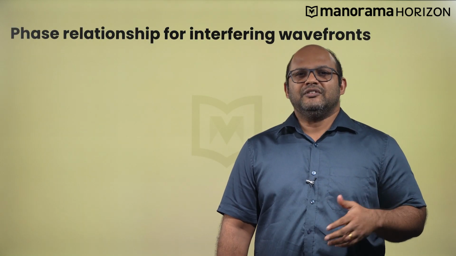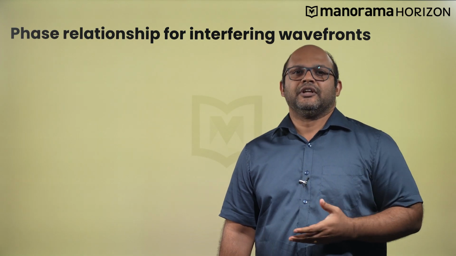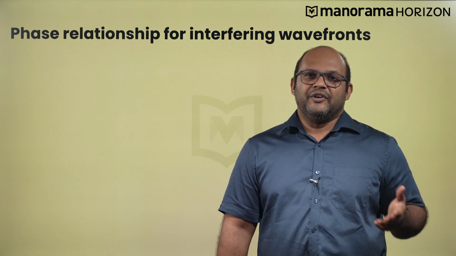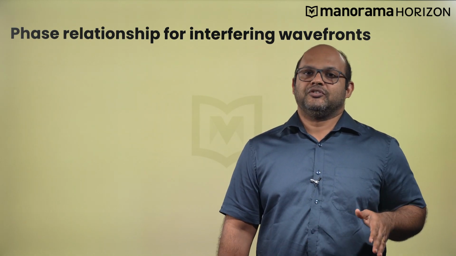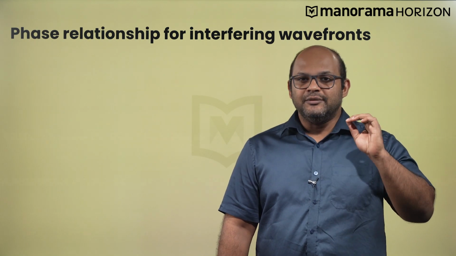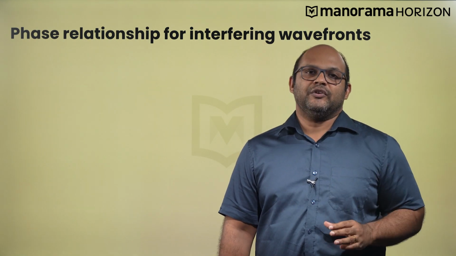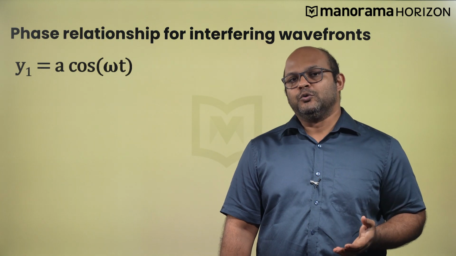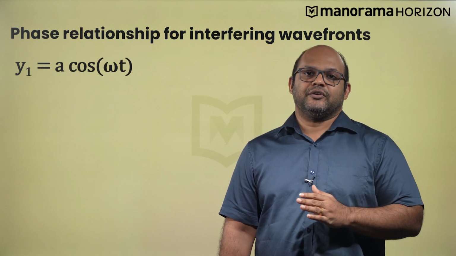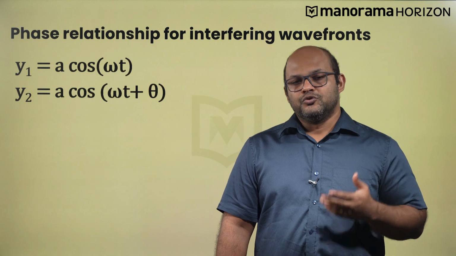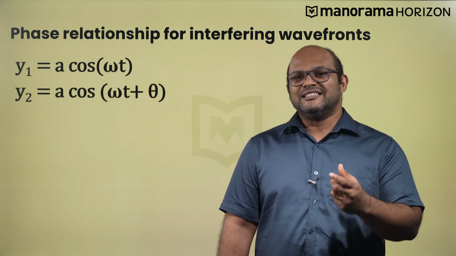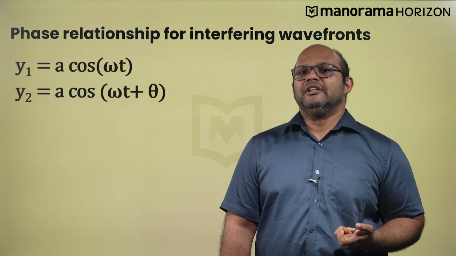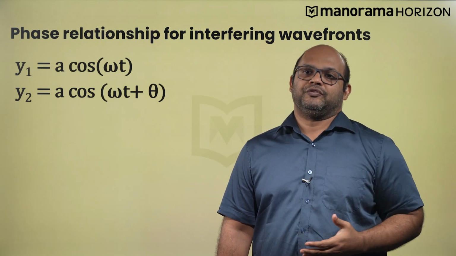Now, how do we derive the phase relationship between these interfering wavefronts? Before, we had considered two waves which are perfectly identical. They had the same amplitude, they had the same frequency, and they had no phase difference. Let's consider a slightly different case where we have two wavefronts, let's say they are y1 and y2, which have a constant phase difference of theta. So we have y2 equal to a cos omega t plus theta. This is the constant phase difference between these two waves at any given point of time.